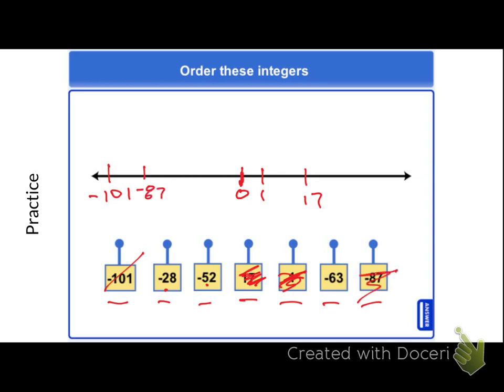That one's done. Well, which one's going to be closest to negative 87? Negative 63. What would be closest to negative 63? Oh, there it is, negative 52. And last but not least, I got negative 28. That is going to fall in between 0 and negative 52. Yeah, it got pretty busy there, but I can now order them how I need to.